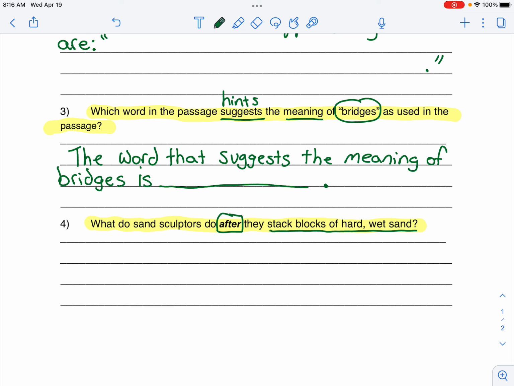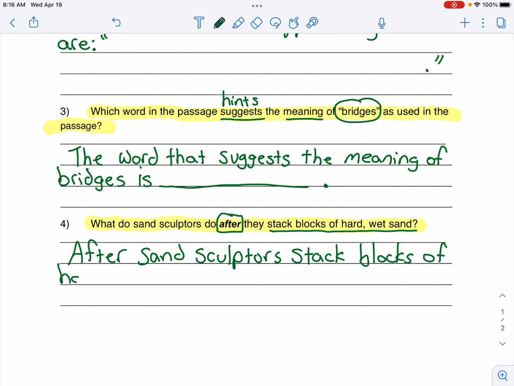Let's go ahead and restate our question. After sand sculptors stack blocks of hard, wet sand, they, and then you would write your answer right after that. Don't forget to end with punctuation.